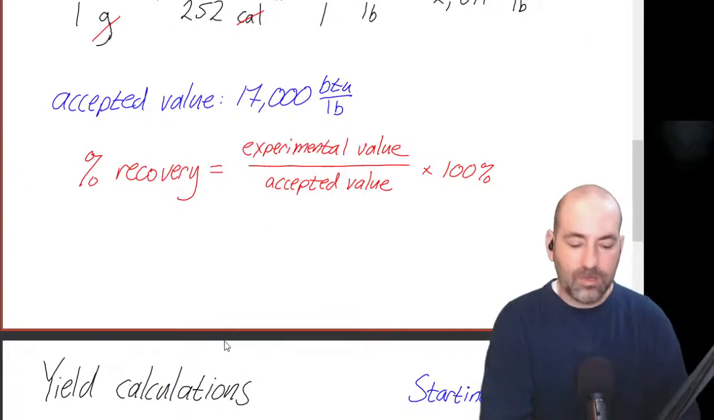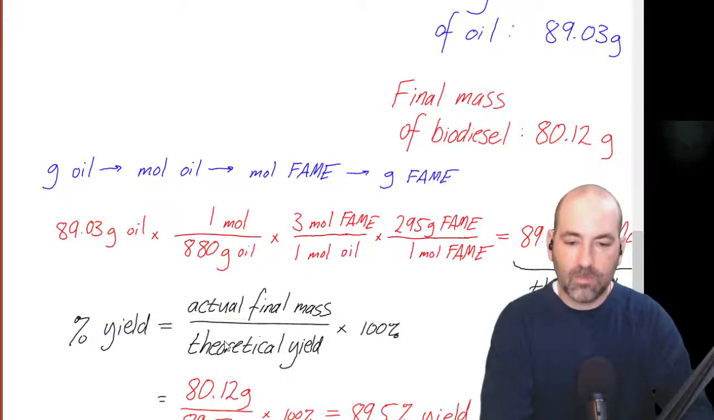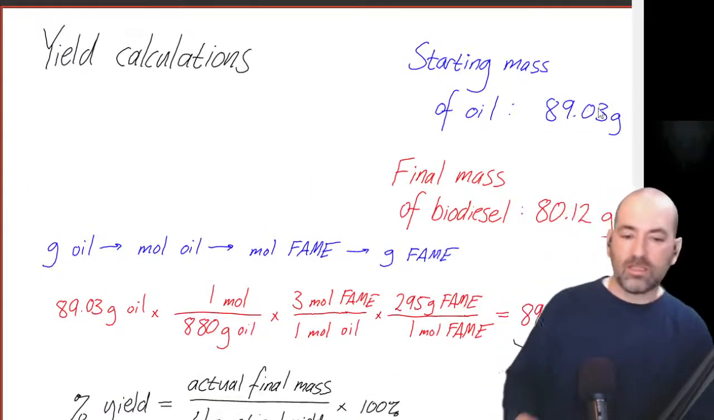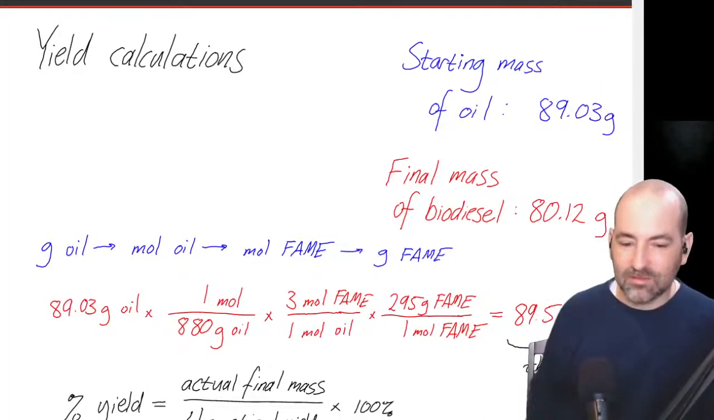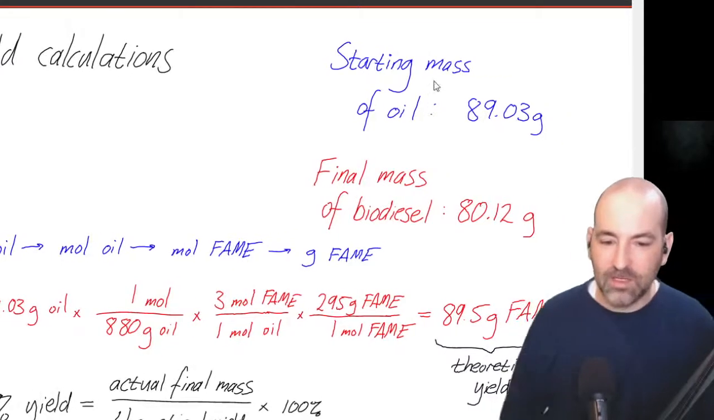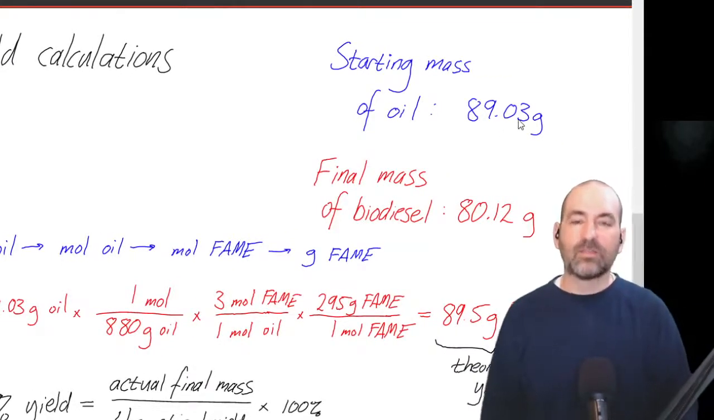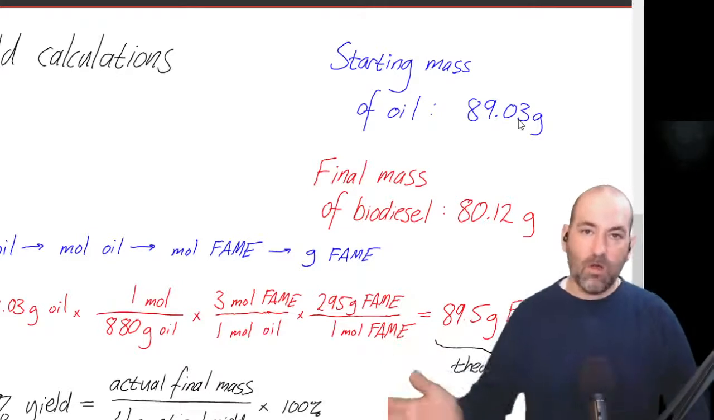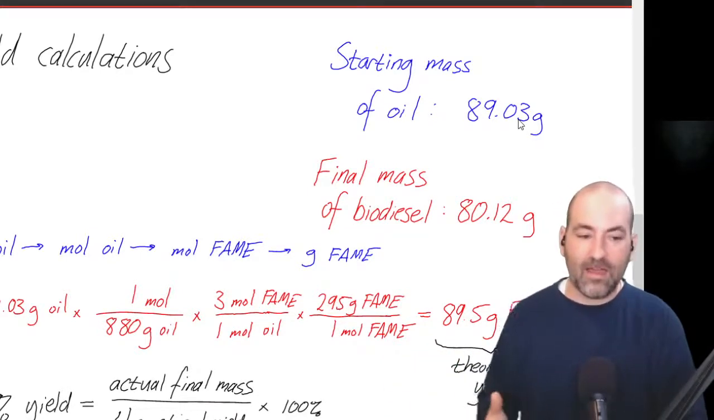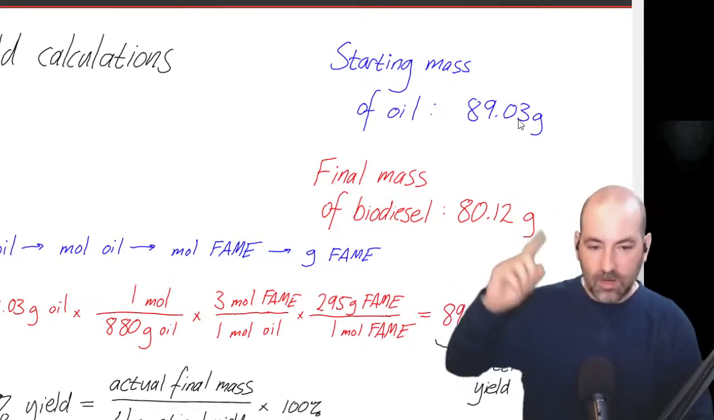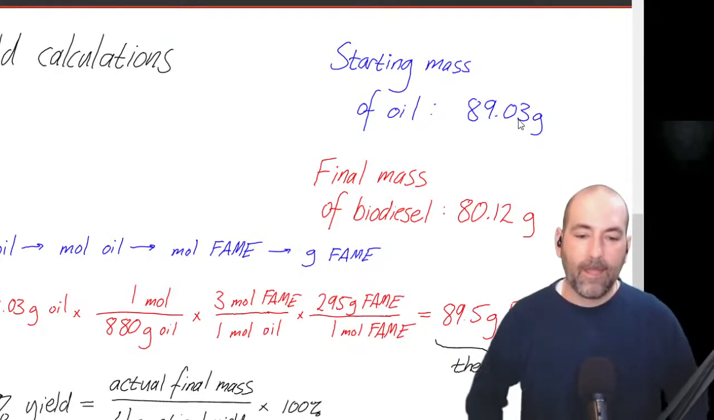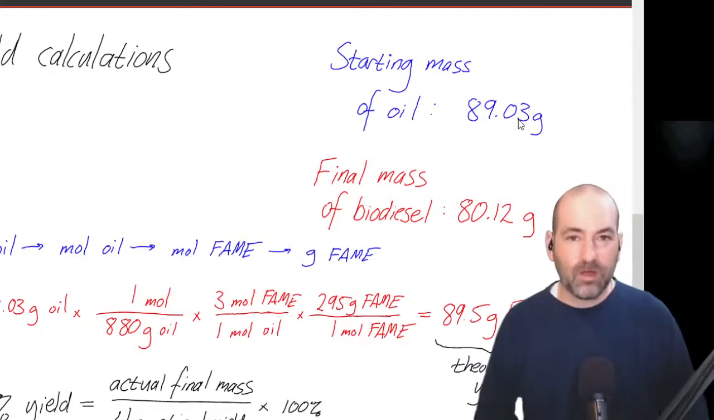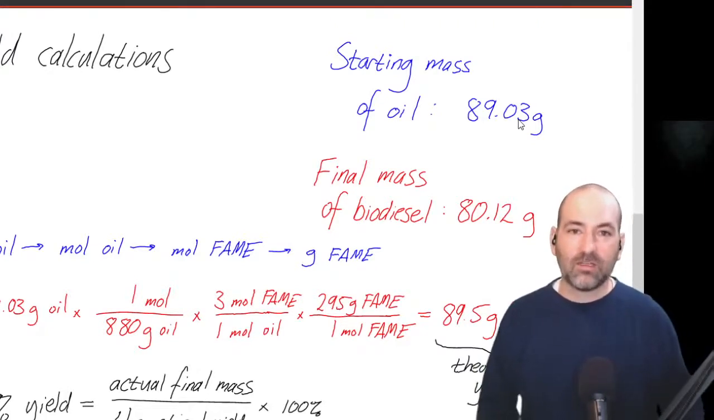So if we go down to the next page of our calculations here, you're going to need your starting mass of oil and your final mass of biodiesel. The starting mass of oil is the mass that you started with weeks ago, so you'll have to look back in your notebook and find that number. It should be somewhere around these numbers here, in the high 80s, low 90s, something like that. If you have some number that's much bigger, chances are you didn't subtract your glassware mass out of that.